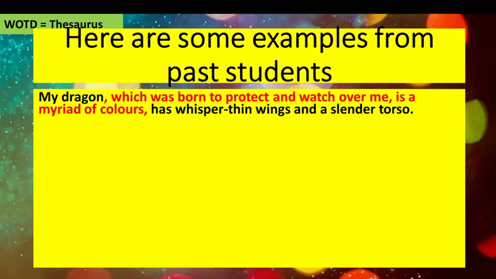So my first one, and once again I'm going to highlight bits just to show you the sort of thing that we're looking for. My first one is: my dragon, which was born to protect and watch over me, is a myriad of colours, has whisper-thin wings, and a slender torso. So the bit that's highlighted in red, once again, is a relative clause and gives you more information about that noun.